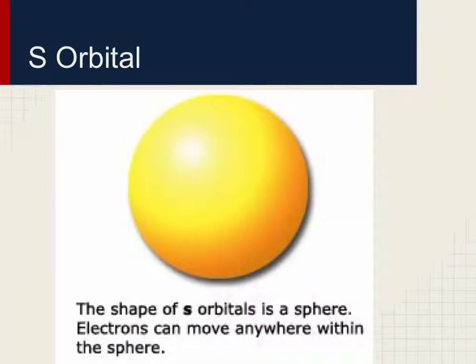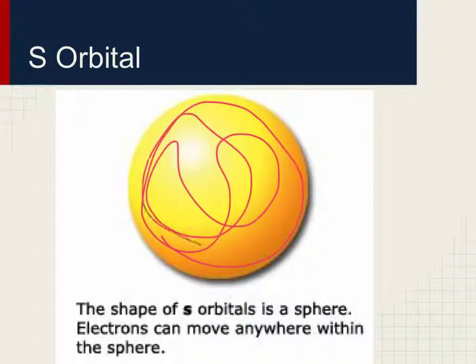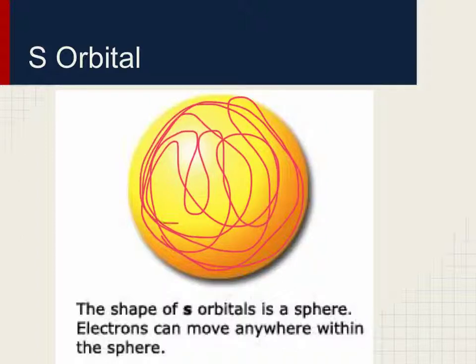To begin with S orbitals, the shape of S orbitals is a sphere. If you were looking at electrons moving in an S orbital, those electrons could be moving anywhere in this sphere. There's a great probability that the electrons occur in this space, but nowhere else outside that space. So that's what it means for the S orbital to have a spherical shape.